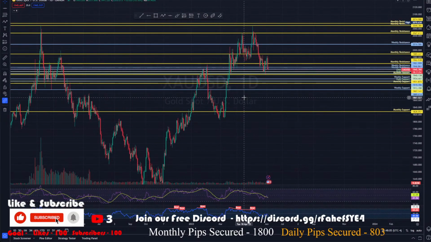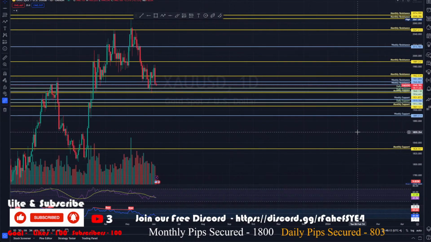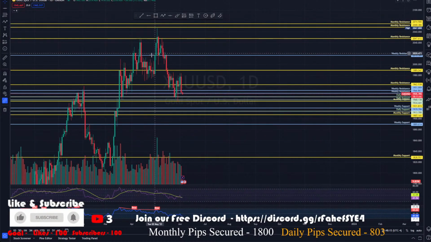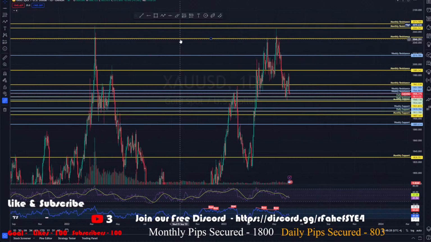Okay. So I believe right now we have enough areas that we can expect price to reject. Now let's take a quick snapshot mentally and look at these levels based on the recent history. So monthly resistance based on this high here. Let's adjust it to that. This area is monthly resistance.